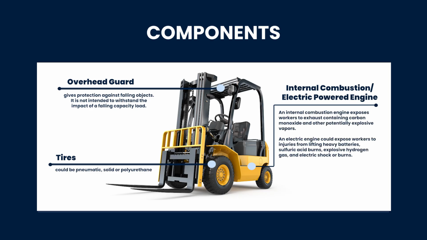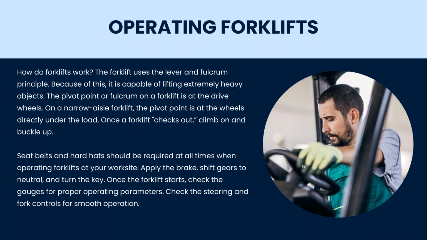Forklifts work by using the lever and fulcrum principle, which allows them to lift very heavy objects. On most forklifts, the pivot point is at the drive wheels, while on a narrow aisle forklift, it is at the wheels directly under the load.